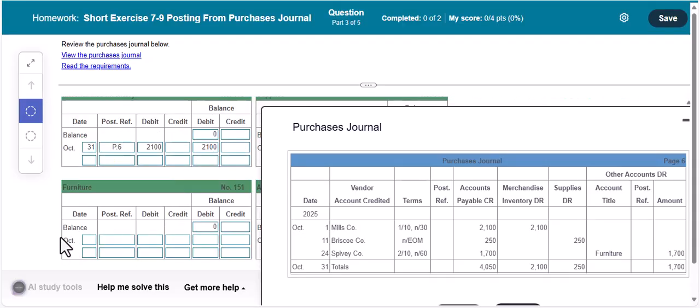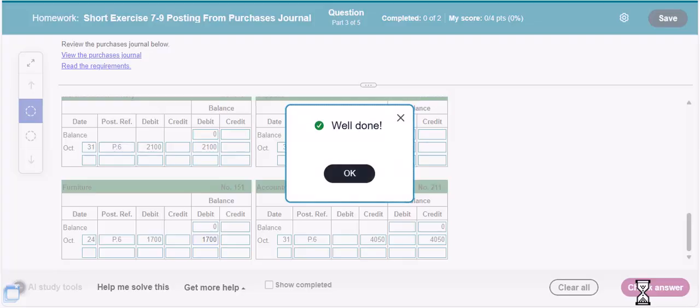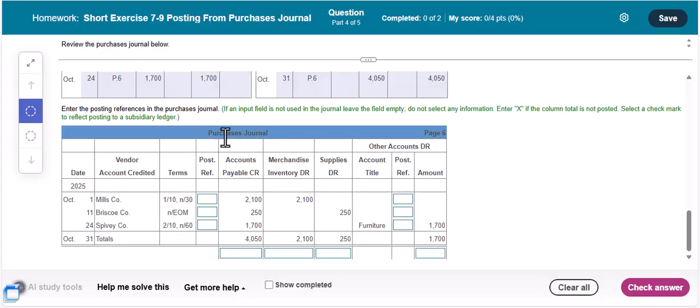Now here's that common error. What date does this happen on? It actually, on the individual account, happens on the 24th. So we have to post it on the 24th. Posting reference is P6 with a debit of $1,700 and then a debit balance of $1,700. Now let's go ahead and check our answer. Well done. So then we're going to enter the posting references in the purchase journal.